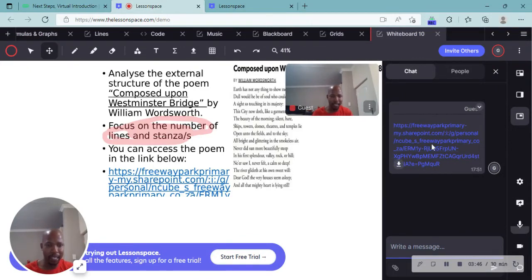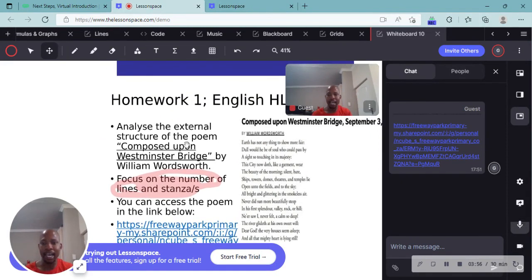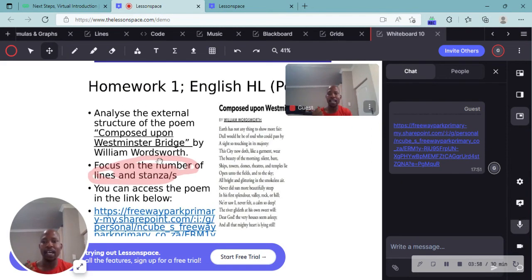So you will just click on the chat box and then you will download the poem. Thereafter, you may either print it out to only analyze its external structure encompassing the lines and stanzas, or you can just work on your poem while it's on the screen.